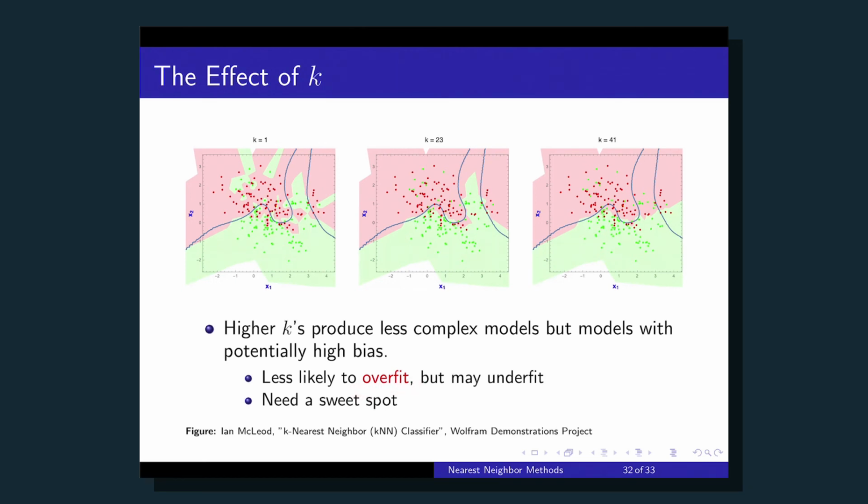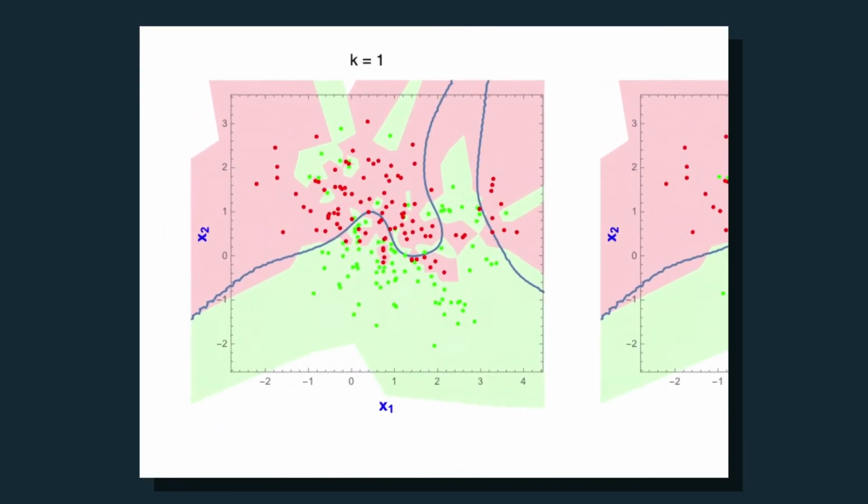When you have higher Ks, you have smoother regions and less likely to overfit, but now you might have bias and may actually underfit. You need to find a sweet spot, which is all about model evaluation, which we will get to later. So just to see what I mean, let's take a look at these examples.